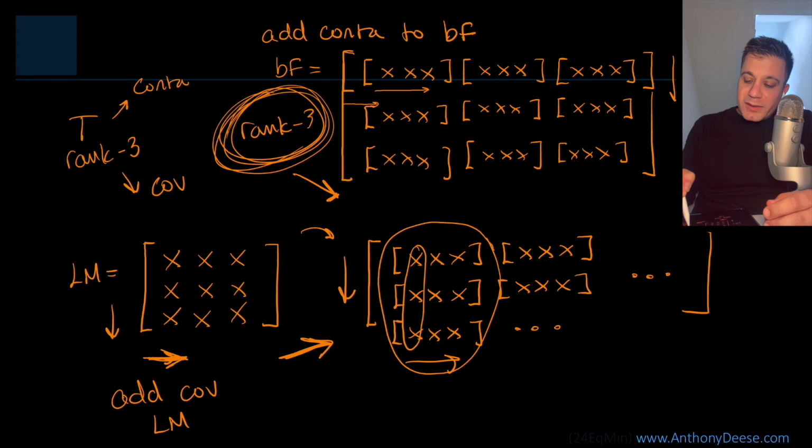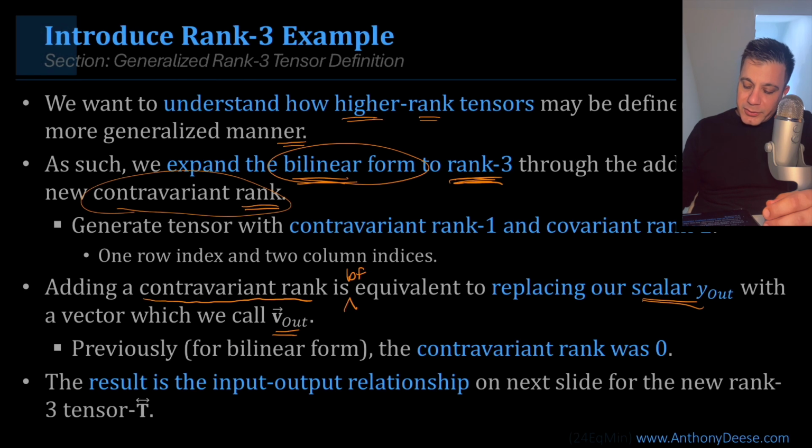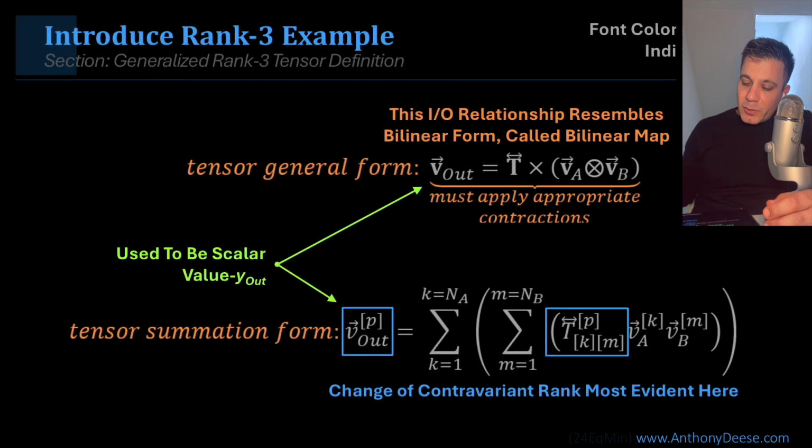Okay, so one side effect of making this expansion is, whereas previously we just had a single value being generated, that would become an array, a primal vector, a column-oriented array containing different values. So the result is the input-output relationship that we're going to show on the next slide, for a new rank 3 tensor, which we call T.